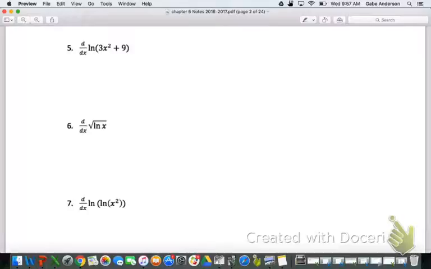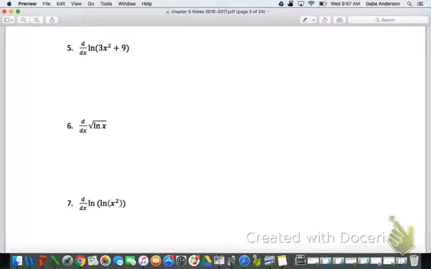So, once you understand the rule involving natural log of x, we want to try to apply that rule. I think you'll see number 5 here kind of goes with what we saw in the video. It says d dx of ln of 3x squared plus 9. And so this is that rule.